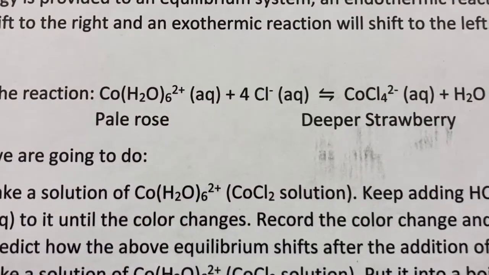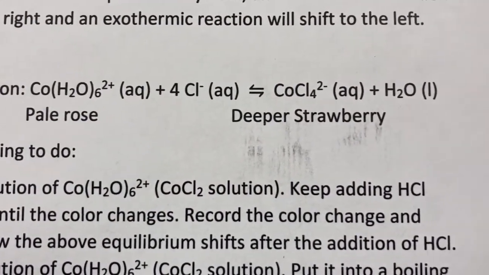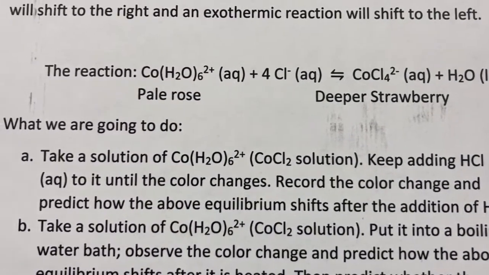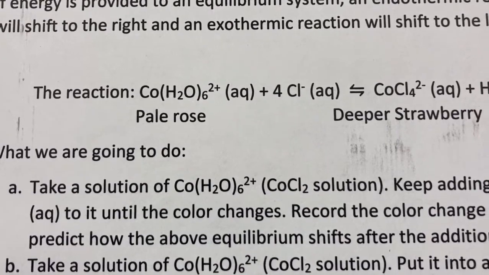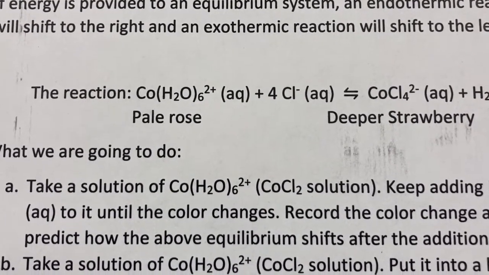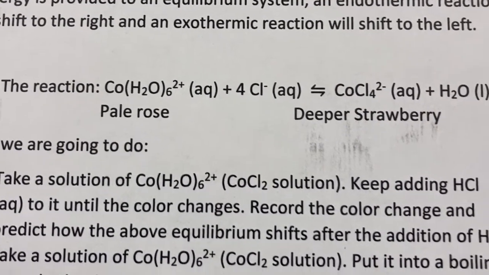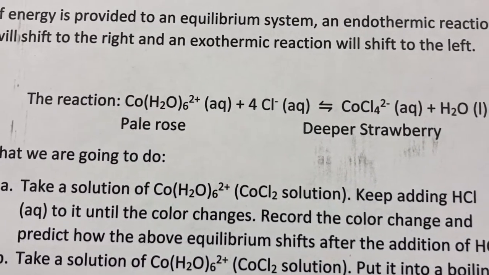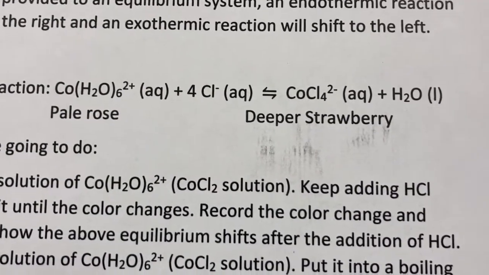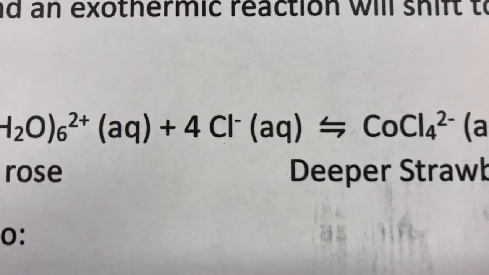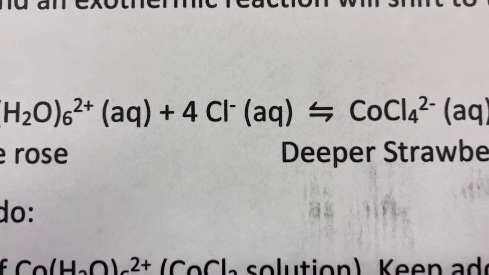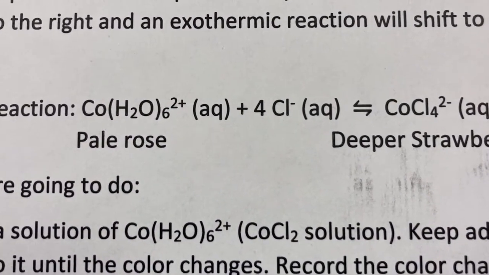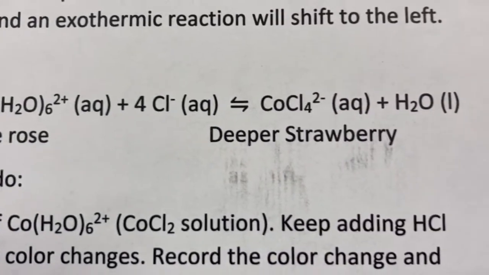This is the reaction we're going to perform in this part of the experiment. First, we're going to take a solution of the cobalt with water complex. We'll keep adding hydrochloric acid to it. When you add hydrochloric acid, you're adding chloride ions into the system. Okay? As a result, the equilibrium is going to shift to the right.